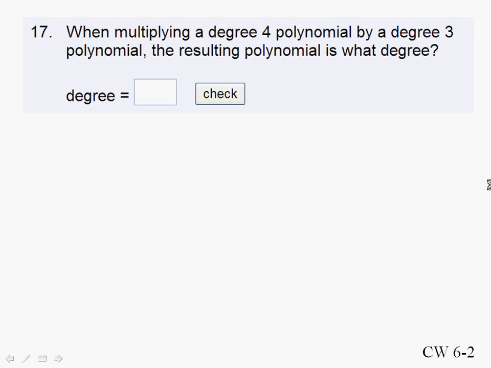For number 17, when multiplying a degree 4 polynomial by a degree 3 polynomial, what is the resulting degree? If you had something that was x to the 4th, and you multiplied it by x cubed, you would end up with x to the 7th, right? Because they have the same base, the exponent property says you would add the 4 and the 3 to get x to the 7th. So for a polynomial with a degree 4 and a polynomial with a degree 3, the resulting polynomial would be a degree 7.